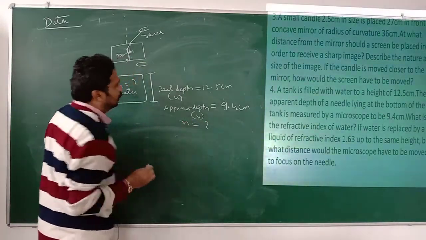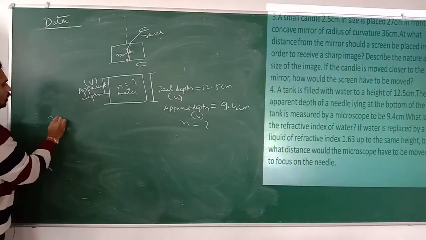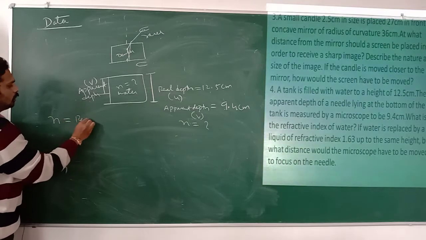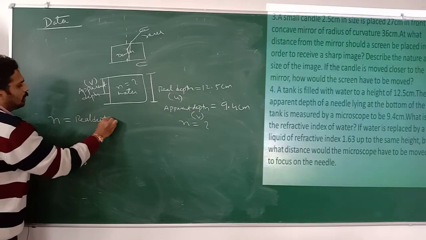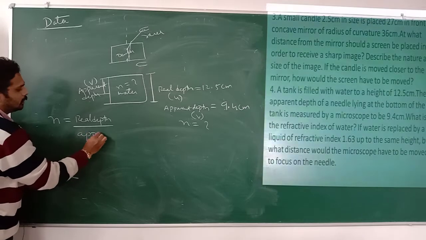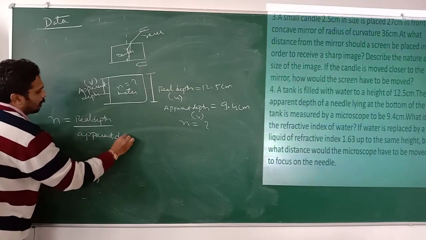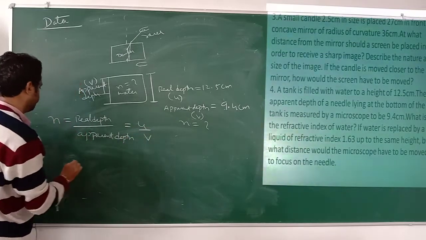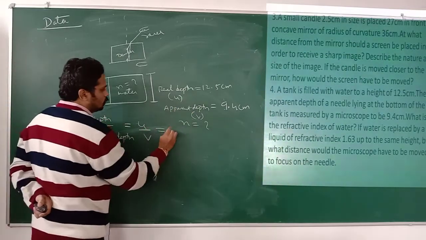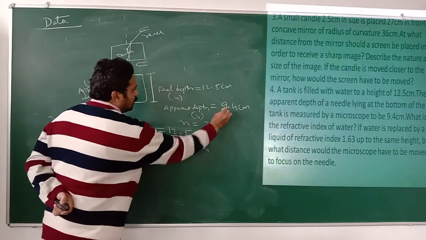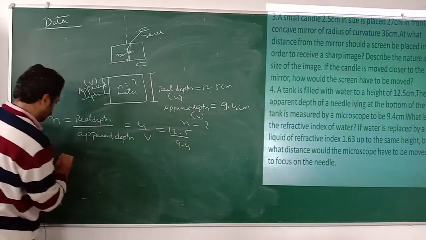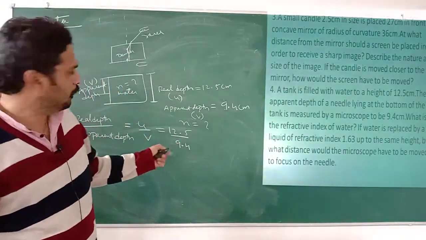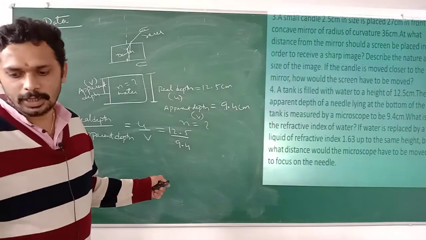N, question mark. We know the relation between N, U and V: N, the refractive index, is equal to real depth divided by apparent depth. Real depth is U, apparent depth is V. Now what is U? U is equal to 12.5, and V is 9.4. From this we get N is equal to 12.5 divided by 9.4.